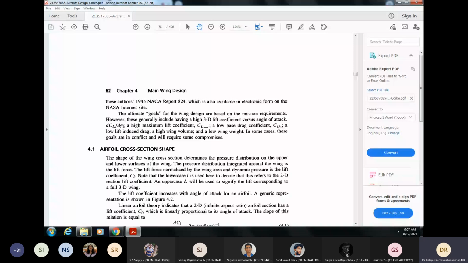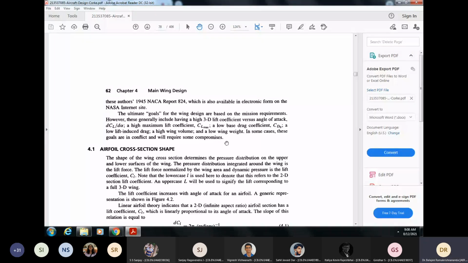Thin airfoil theory will say that dCL by d alpha is 2 pi. But we can't have that due to thickness and the finite wing. We want to have it as high as possible. So you choose your airfoil which has this dCL by d alpha as high as possible, then CL max as high as possible, but CD not as low as possible, because you don't want the drag to increase.